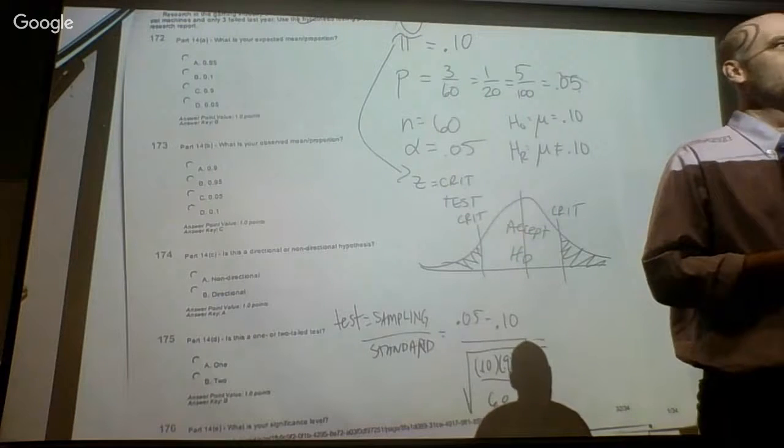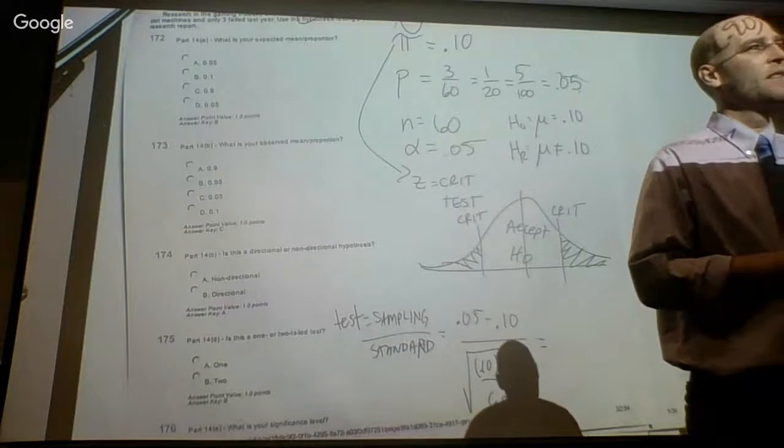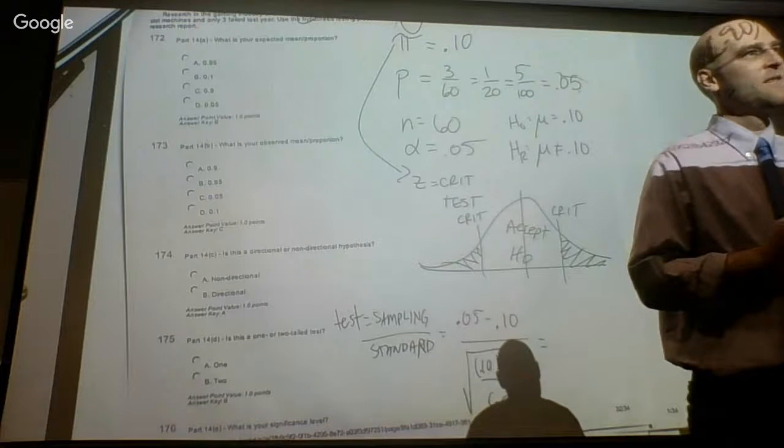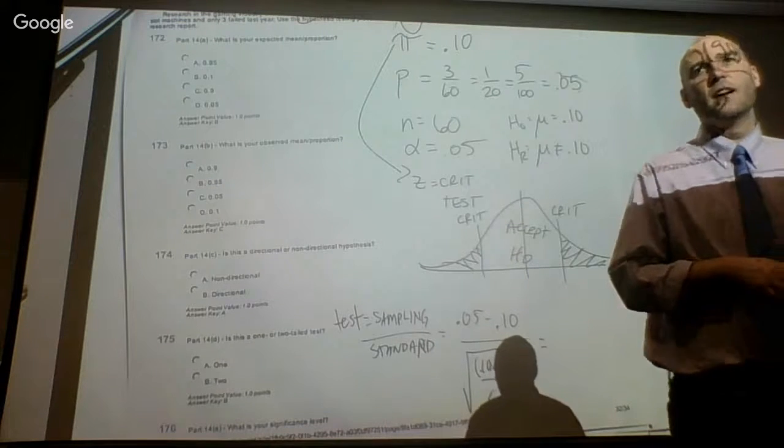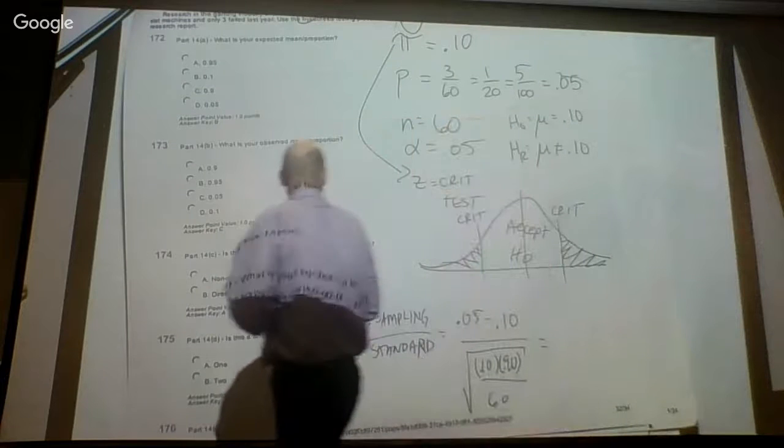No, shoot. How close? 0.037. 0.0387? 0.0387? Yeah, shoot. Where did I go wrong?